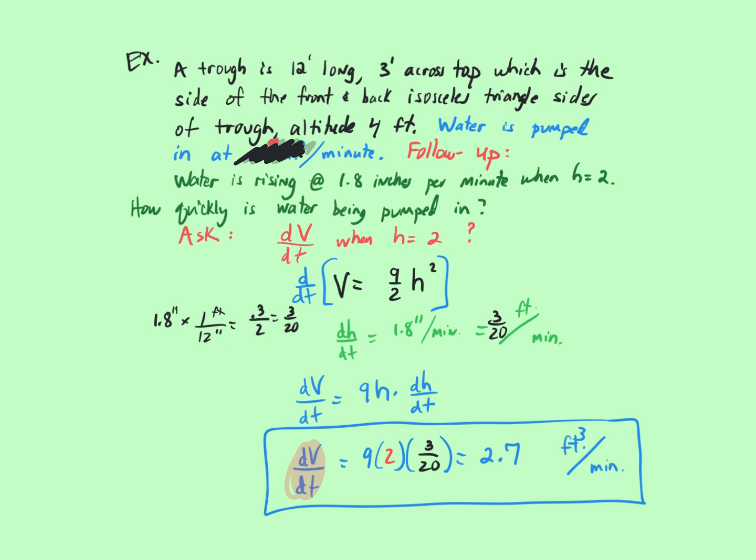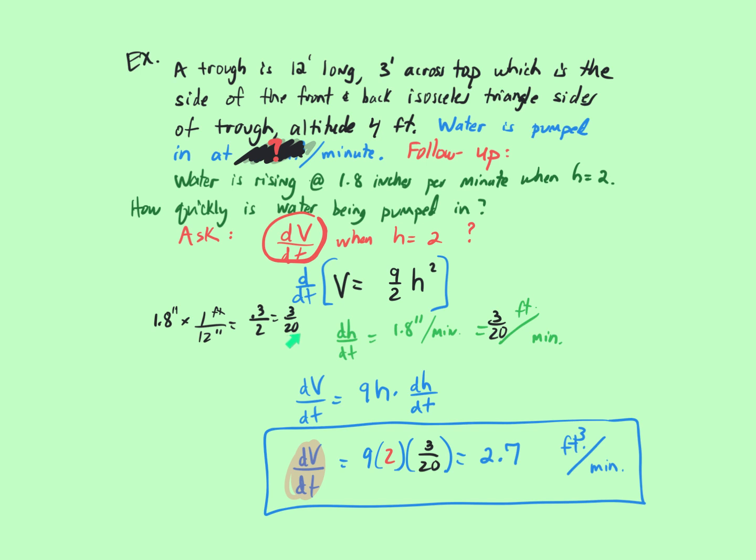Water is pumped in at a rate that we don't know. That's actually the ask. All right, so we don't know how fast the water is coming in, but we know that it's rising at 1.8 inches per minute. So the issue with this problem is we have dimensions in terms of feet. Right? The trough was 12 feet long and 3 feet across. So when they talk about the dh/dt in inches per minute, we should convert that to feet per minute. So 1.8 inches is the same thing as 3/20 of a foot.